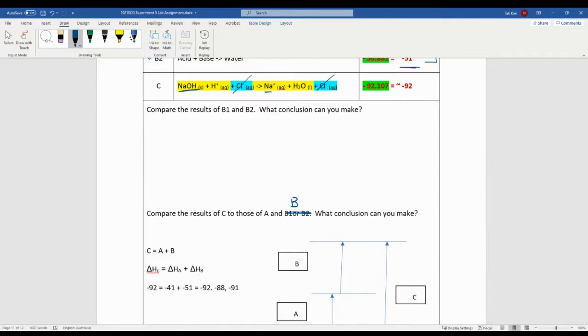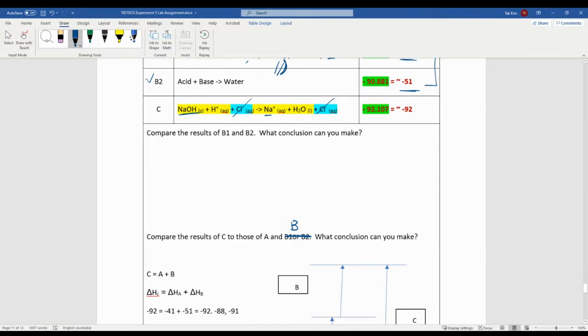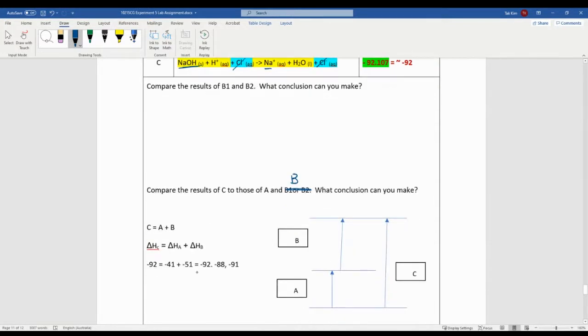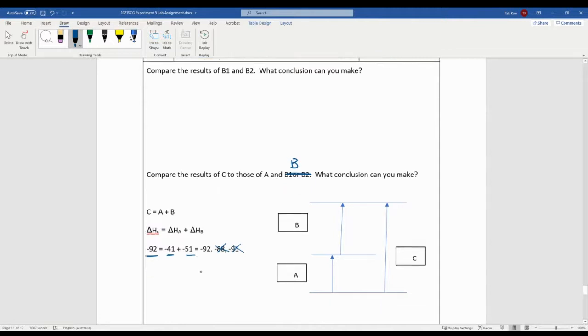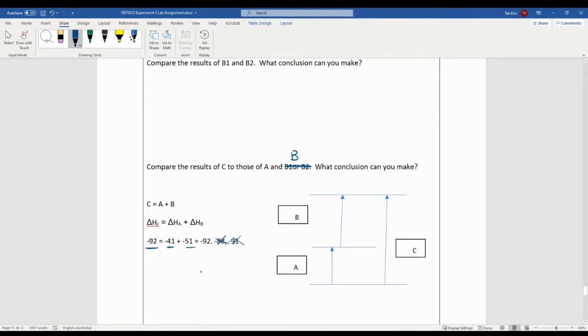So enthalpy from reaction C was minus 92, and then from A was minus 41, then from B was minus 51, right? So in the end, I'm not sure why we have these numbers over here. 41 plus 51 should be 92, right? So as you can see, the changes in enthalpy are the same.